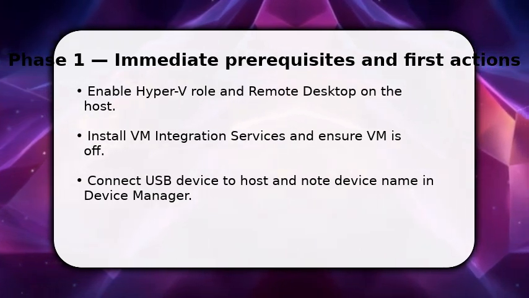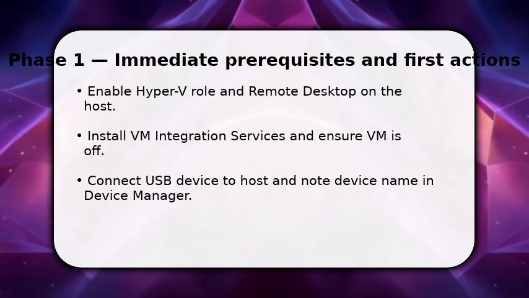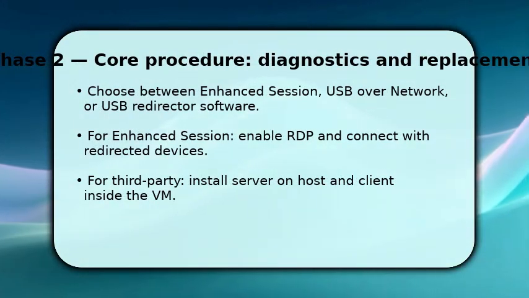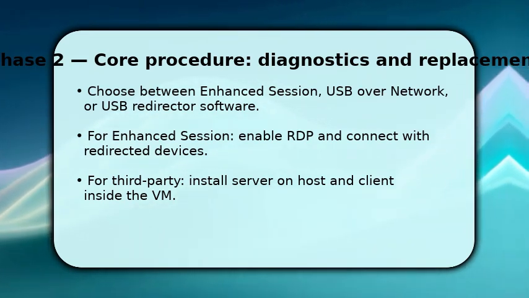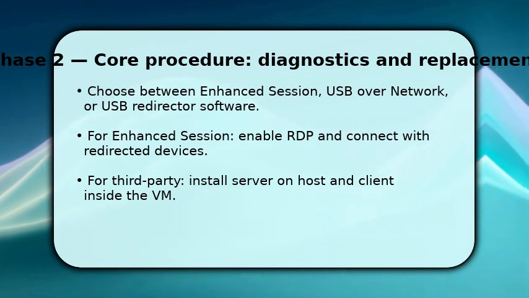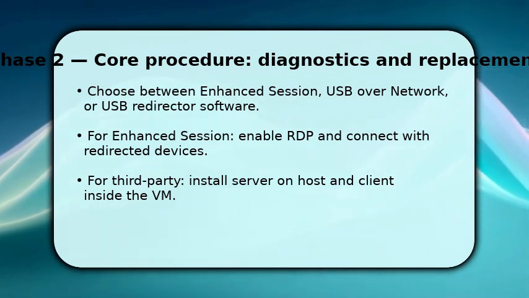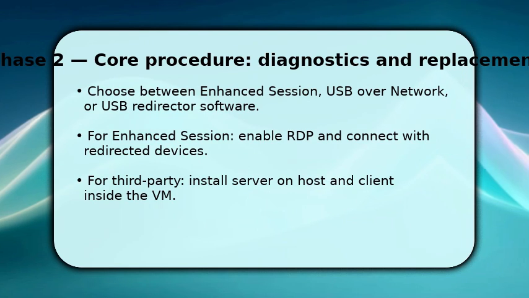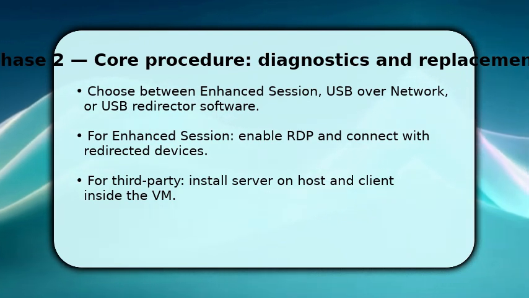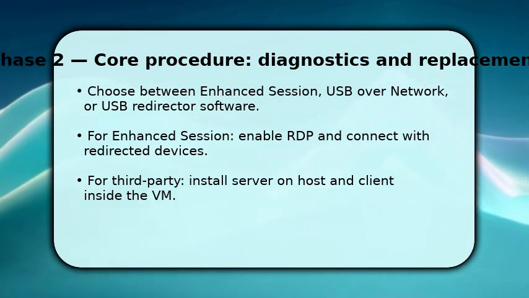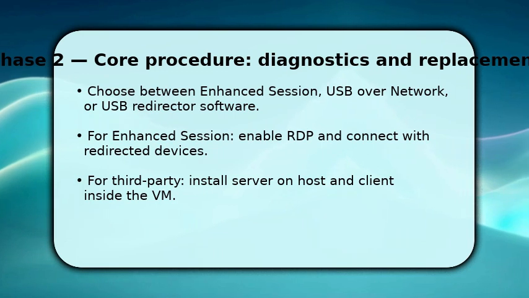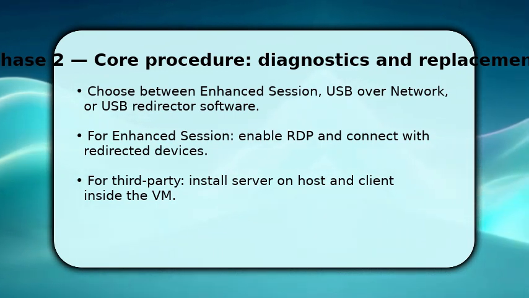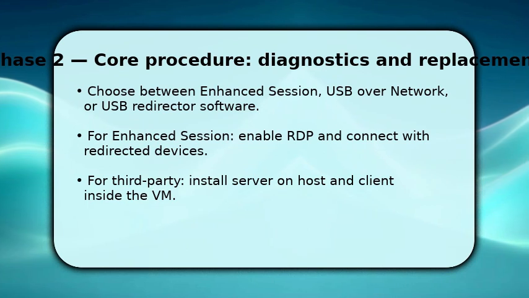avoid surprises later. You now perform the actual pass-through by selecting a method that matches your needs and security rules. If the guest supports enhanced session, enable remote desktop on the VM and connect while selecting local resources. This redirects HID and storage. If you need full device access, install a USB over IP or redirector. Run the host service, then the client inside the VM, and map the specific hardware ID you noted. Make sure to run admin rights so drivers install cleanly and permissions align.